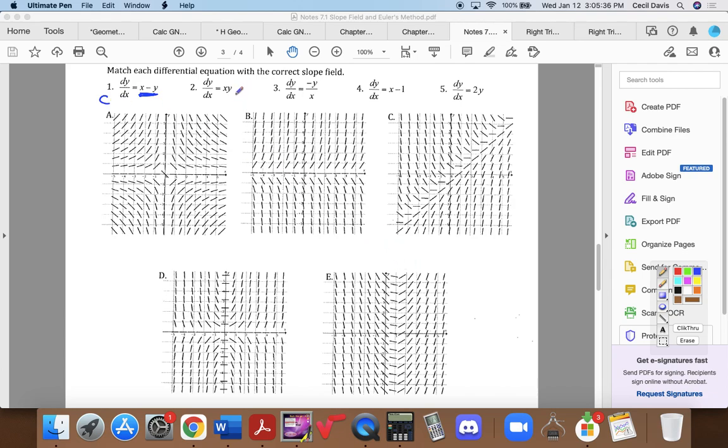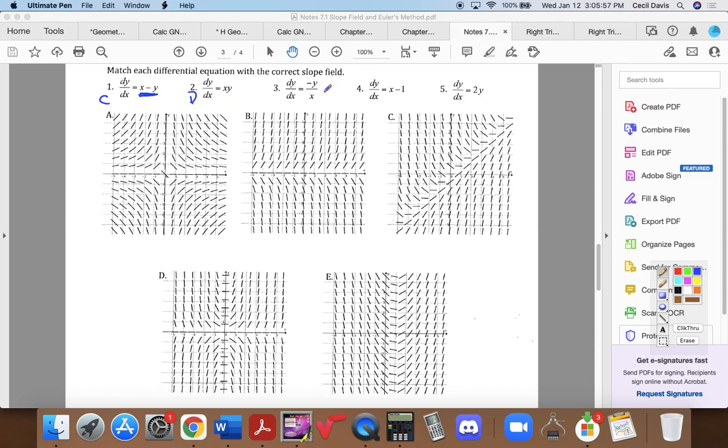All right, for this next one, where are these slopes equal to 0? When either one is 0. Exactly, where either one is 0. So either where the x's are 0 or where the y's are 0. Which is the only one of these that represents that? D.